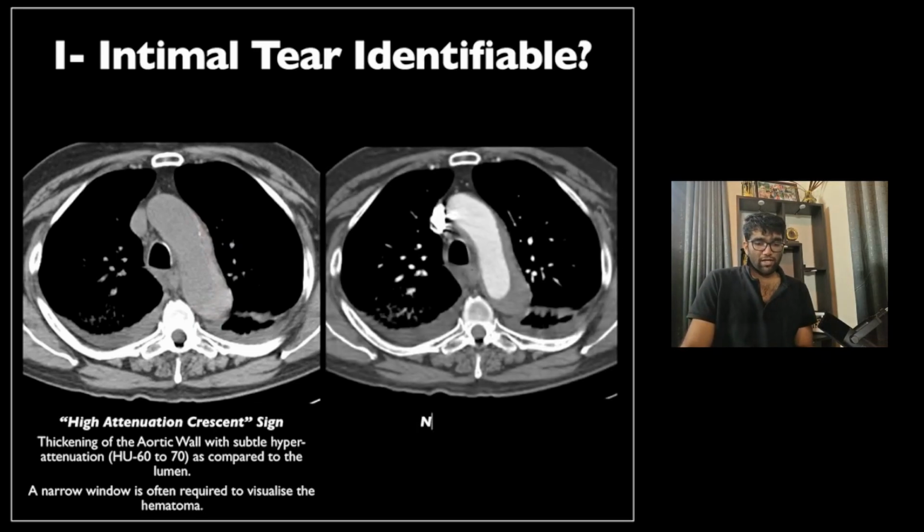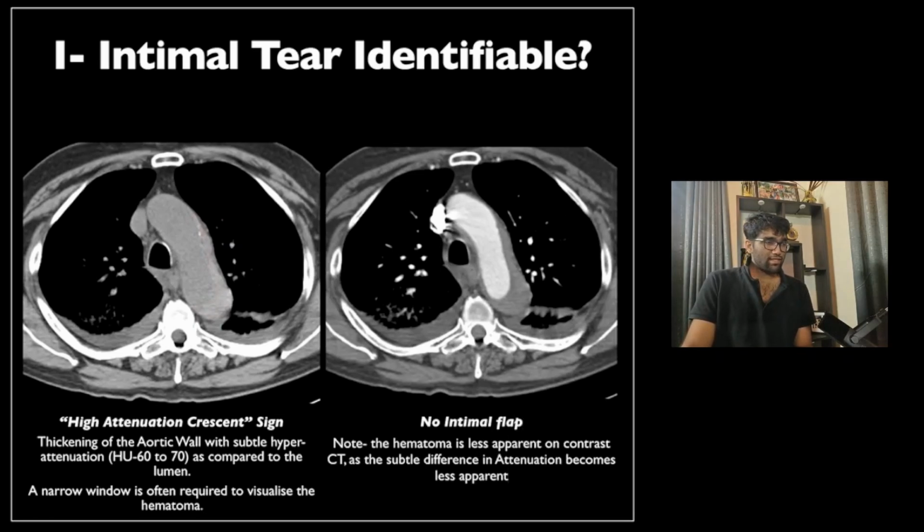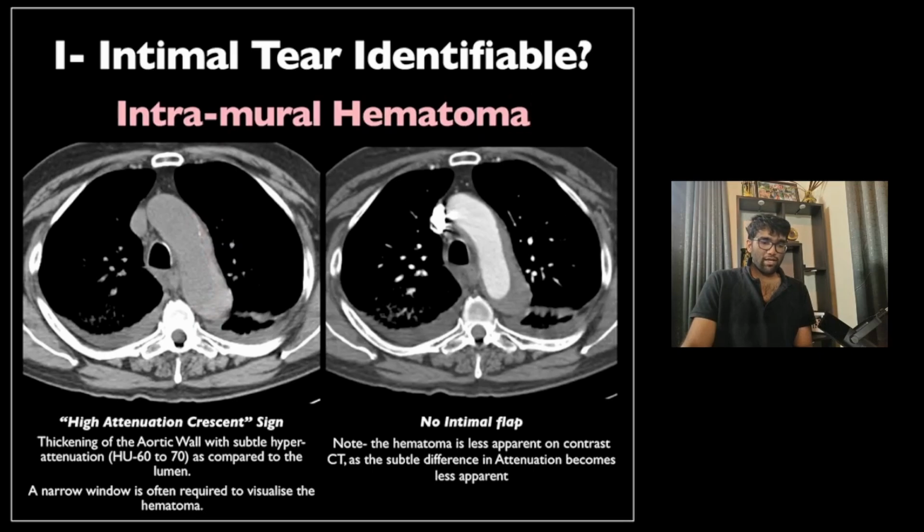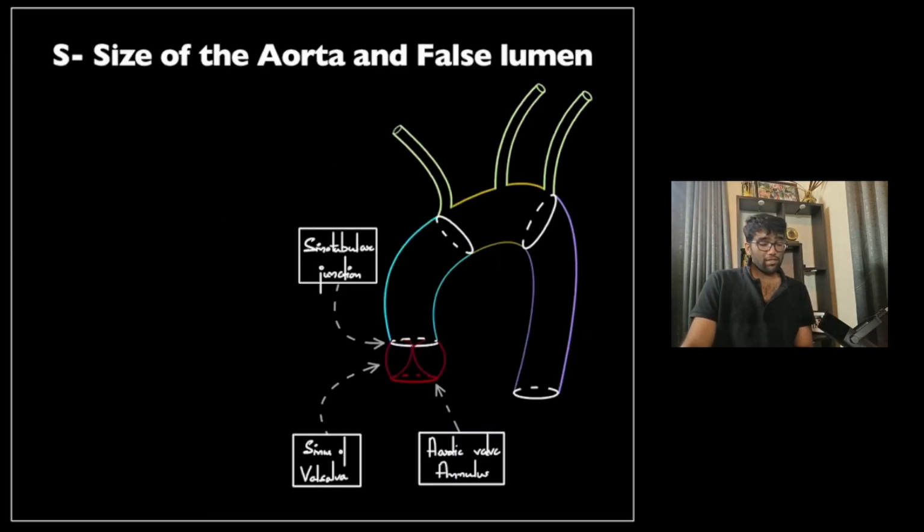Now here, once we give contrast, there is no intimal flap that is identifiable. It appears like aortic thickening, but it's not a thickening, it's actually an intramural hematoma. So as I said, it is less apparent on contrast enhanced imaging, as the difference between contrast attenuation of the wall and the hematoma is far less than the difference between that in the contrast filled aorta and the wall or the hematoma. So this is basically an intramural hematoma without an identifiable intimal flap.